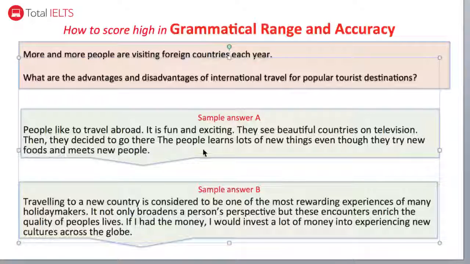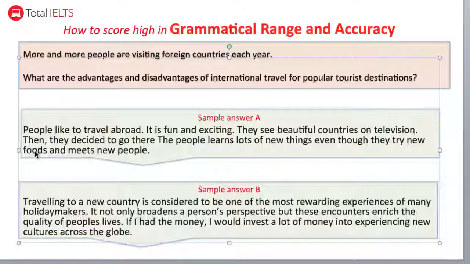Then they decided to go there. The people learns. So again, no full stop after there. And the people learns. People is plural, so there should not be an S on learns. It should be the people learn. Lots of new things, even though they try new foods. Foods should always be singular. So there should never be an S on food. And meets new people. So grammar does cover a lot of ground.